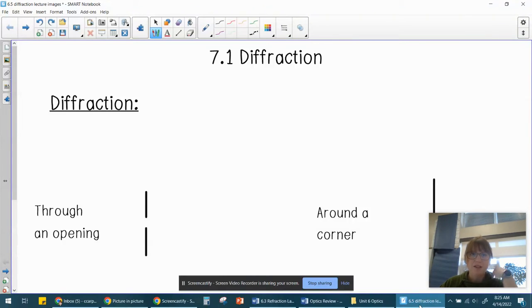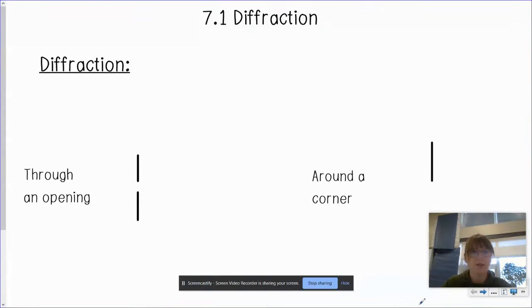Hey everybody. Today we're going to be talking about diffraction. I moved this topic from optics into our modern physics unit because it can kind of go anywhere. So let's start with a definition of diffraction.